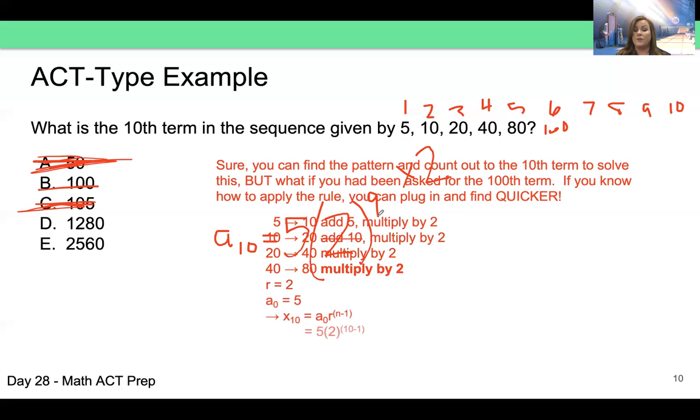There you go. You see the formula, what I just put up, and you get 2,560. Again, could you do this by hand for the 10th term? Yes, but if they were to ask you for the 100th term, you'd waste too much time. You need to know the formula.